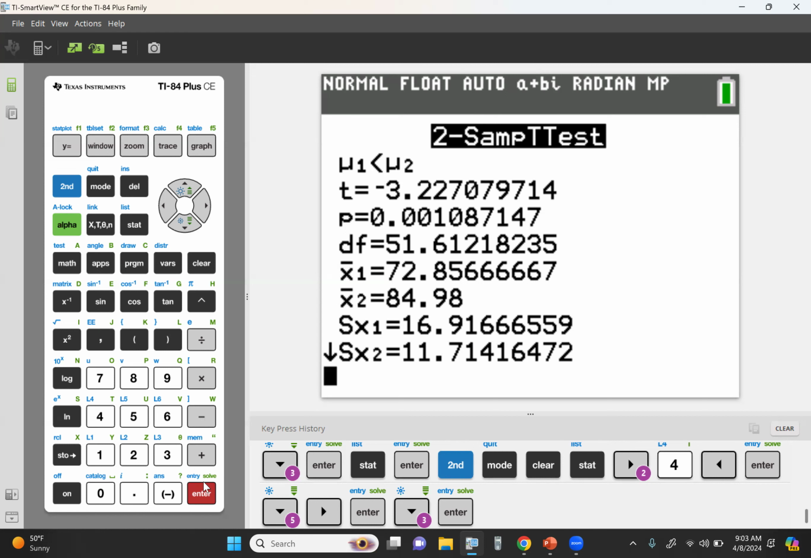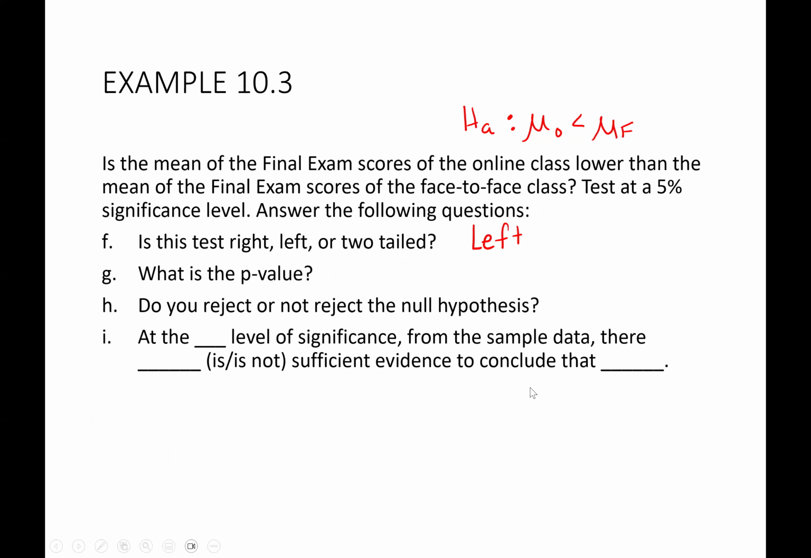All right, so what do we do with that p-value, 0.001? If the p is low, the null must go. So we're going to reject the null hypothesis, is that correct? So the p-value we calculated, 0.001, since the p-value is less than alpha of 0.05, then we are going to reject the null hypothesis.